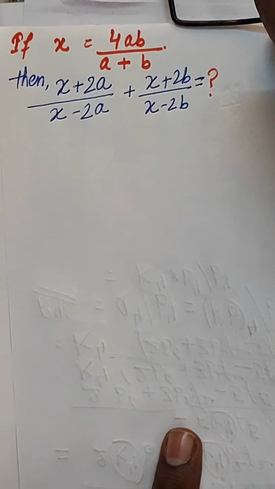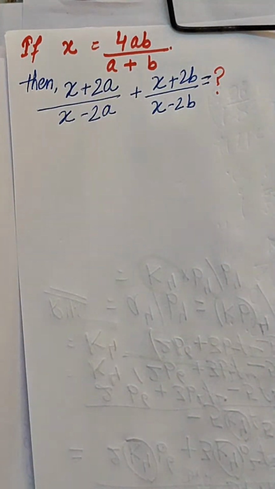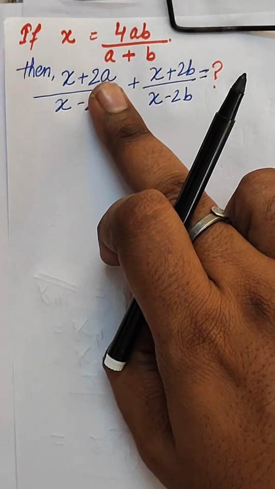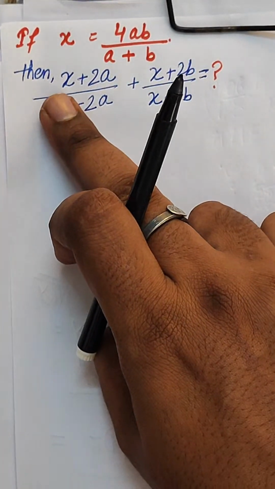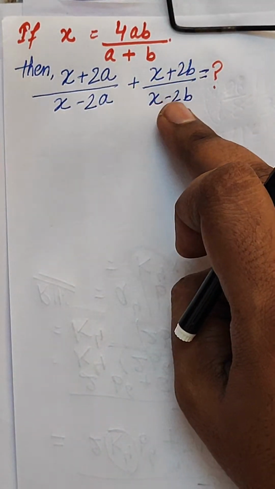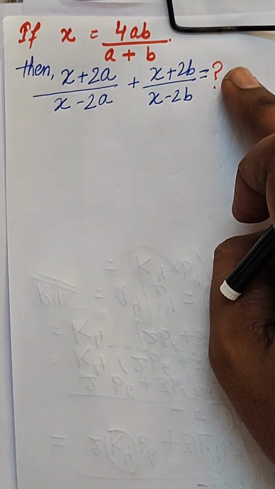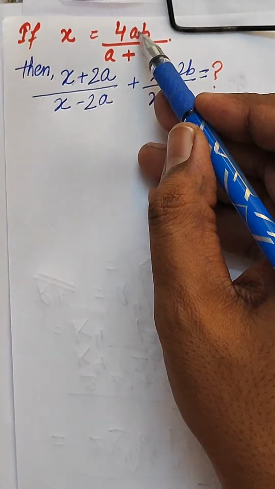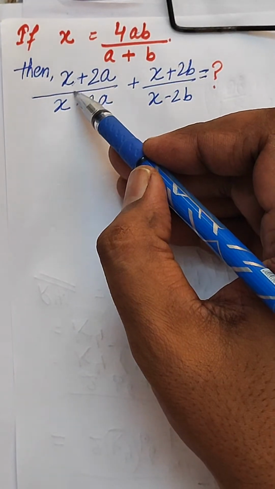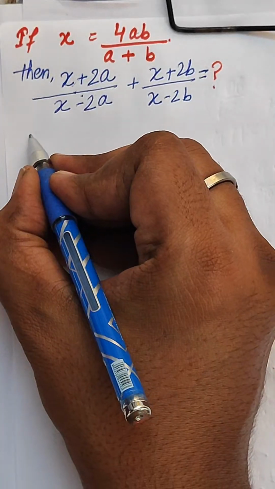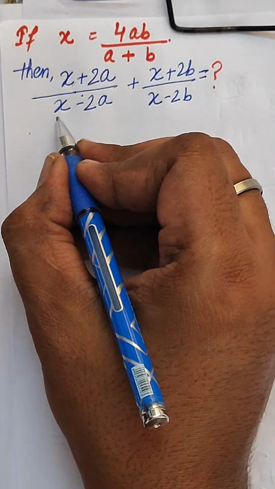The second question which is coming in front of us is, if x is equal to 4ab by a plus b, then x plus 2a by x minus 2a plus x plus 2b by x minus 2b is equal to what? Right? Simply put the values over here, nothing else. In place of x, just write 4ab by a plus b. Then the above equation, let us take what we need to find out.